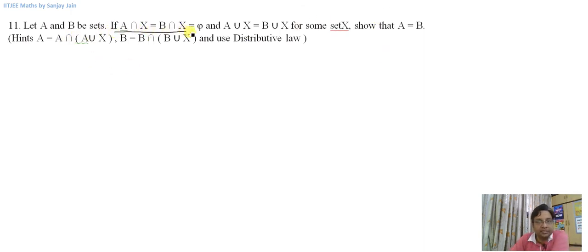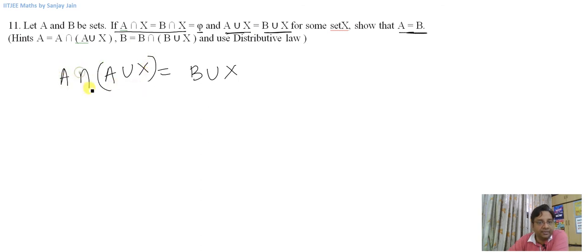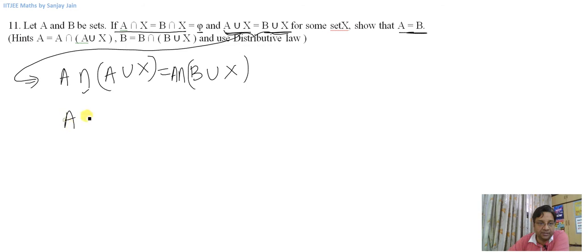A intersection X is equal to B intersection X, and it is given equal to phi. A union X is equal to B union X. It is given. We need to show A equal to B. Okay. So if A union X is equal to B union X, can I say A intersection (A union X) is equal to A intersection (B union X)? Right? Because this was the given statement. Based on it, I have said this. Right? Now I'll distribute this intersection over this union.